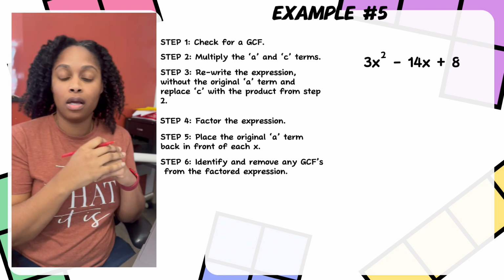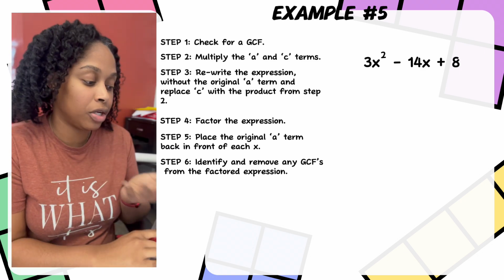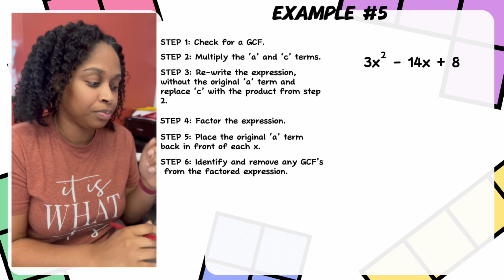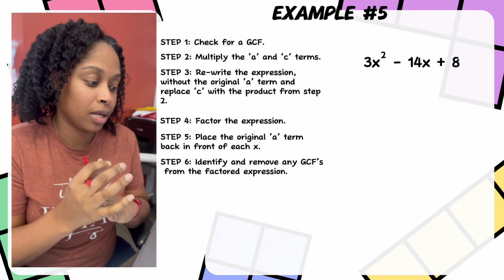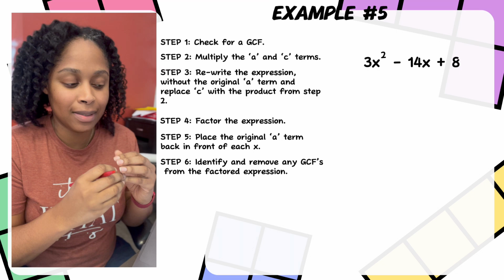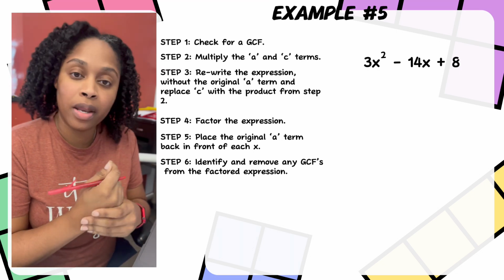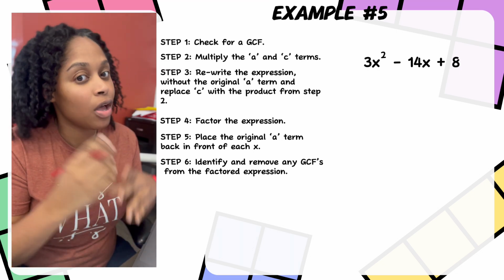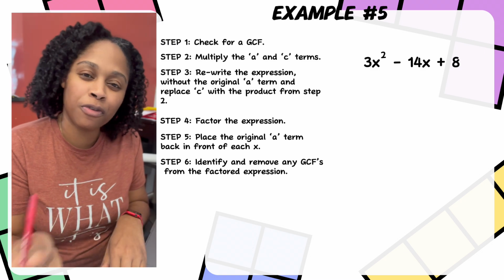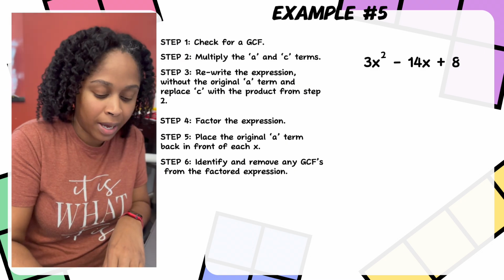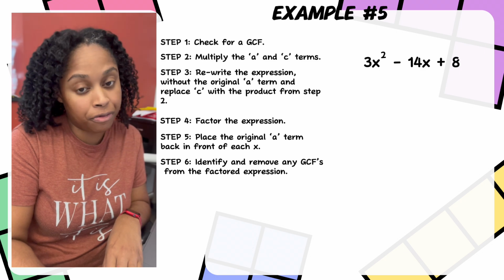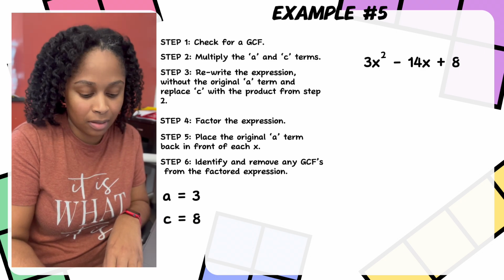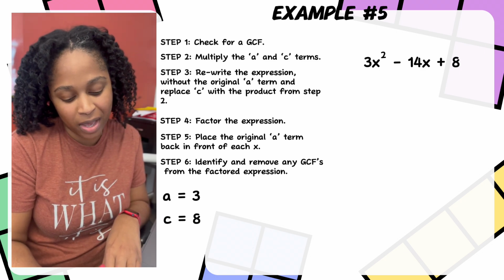All right. If you like, you should also try to pause the lesson and try to do this one on your own too. Okay. So for number 5, you want to factor 3x squared minus 14x plus 8. Okay. So step 1, identify any greatest common factors. We don't have any. All right. So we're moving on to step 2. For step 2, we're going to multiply our a and our c terms. So my a term is 3, my c term is 8. I multiply those two together and I get 24.